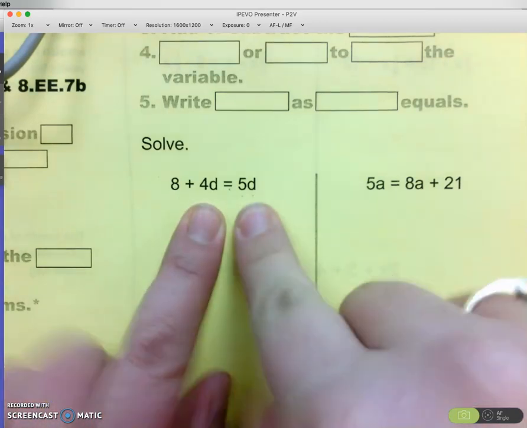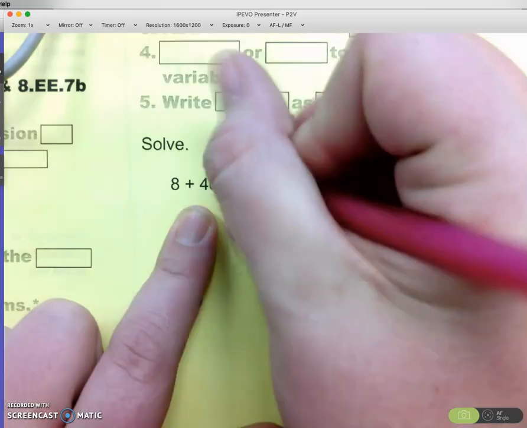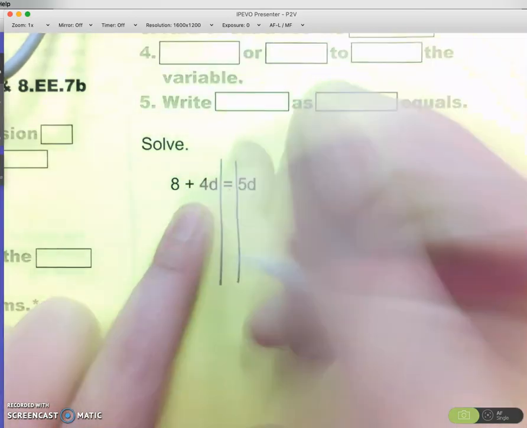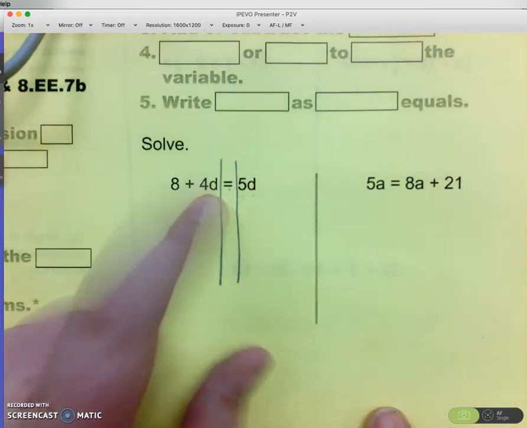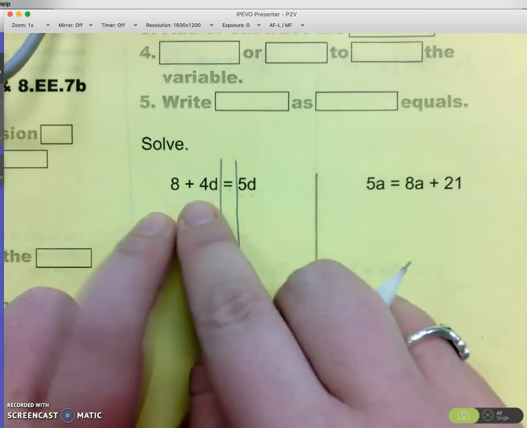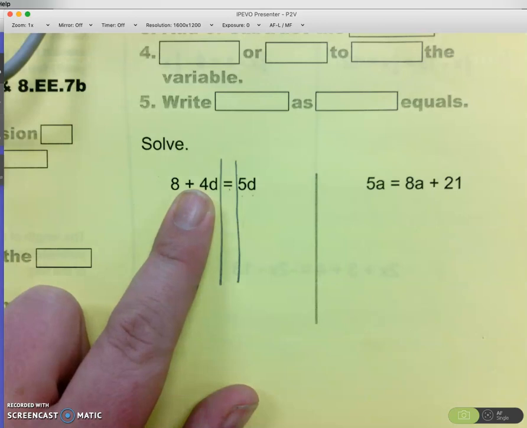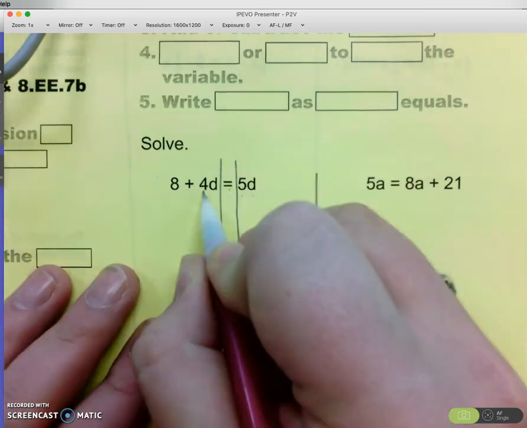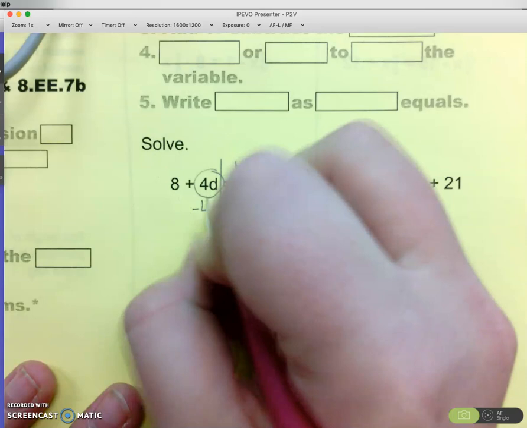So now, if you notice, we have variables on both sides of our equal signs. So we have to get all of our variables on only one side. So this one is going to be a little more simple because the smaller one is the 4, right? And we want to get that off of that side so that I only have a variable on the other side. So how do I undo or get rid of that 4D? I need to subtract the 4D. So I'm going to subtract it from both sides.